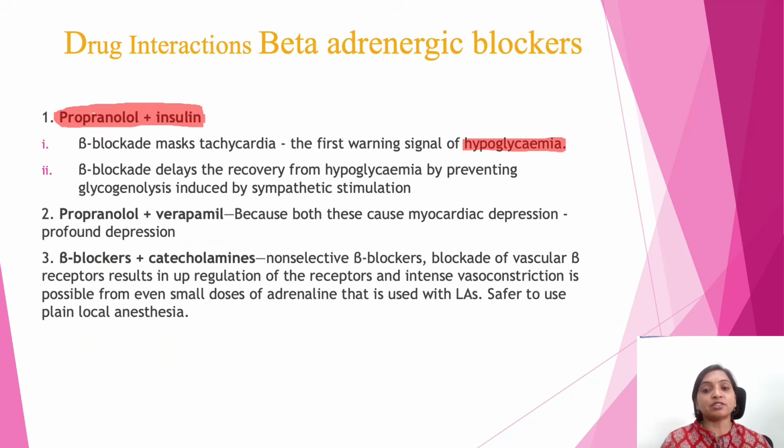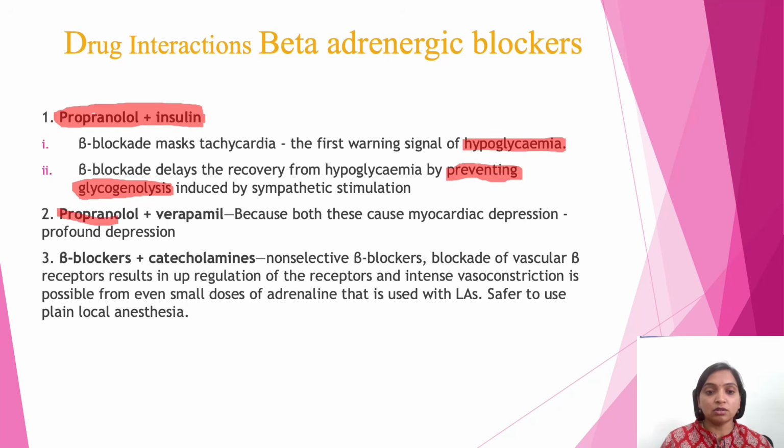And one more important reason why it should not be given is it will prevent gluconeogenesis, as we also saw in the actions of beta blockers, that it will increase glycogenolysis, right? So the breakdown of glycogen into glucose. In case of hypoglycemia, you need glucose, right? So that is prevented when you give propranolol. Okay, so this will result in an increase in the time required to recover from the hypoglycemia. So these are the two important reasons why you should avoid propranolol along with insulin.